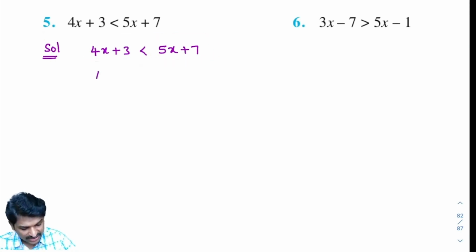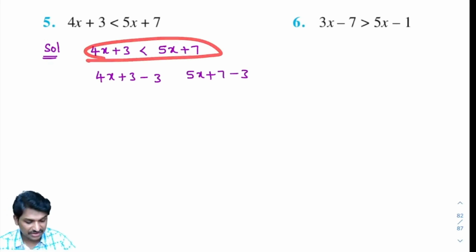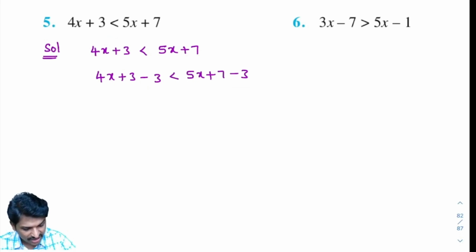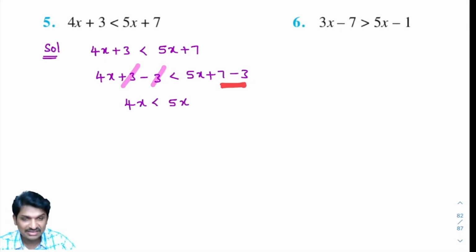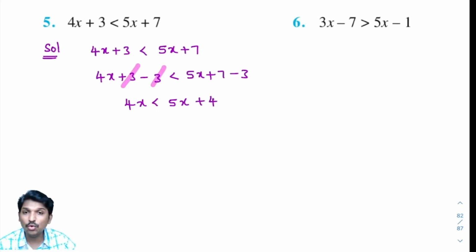For this inequality, look here, 4x plus 3, subtract 3 on both sides, 5x plus 7 minus 3. For an inequality, if we subtract the same real number on both sides, the sign of inequality remains the same. That is rule number 1. This less than remains less than only. Now you can check here, plus 3 minus 3 will get cancelled. What you will get? 4x less than 5x. Look here, 7 minus 3 is 4, plus 4.